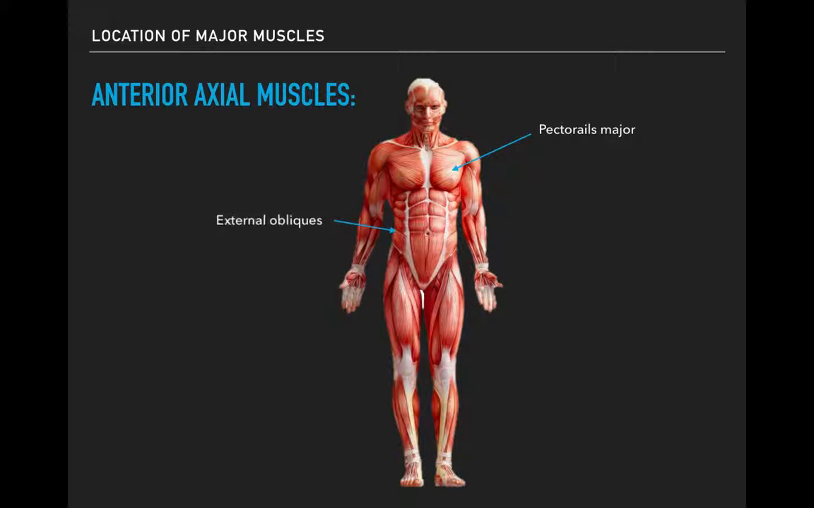External obliques is located in the lateral side of the trunk. Its origin is along the lateral ribs. Its insertion is the pubis and abdominals, and its action is lateral flexion and rotation of the trunk. Rectus abdominis is located on the anterior side of the trunk. Its origin is the pubic crest, and its insertion is the rib cage. Its action is flexion of the lumbar spine.